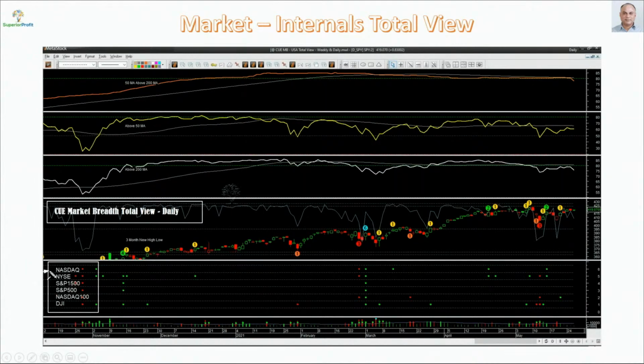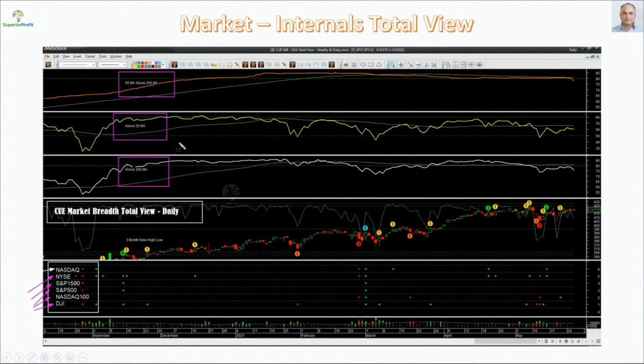We are looking at NASDAQ as a whole, NYSE as a whole, and then 4 major indices, S&P 1500, 500, NASDAQ 100, and Dow Jones. The aim is to see how the market is doing as a whole, looking at 2 exchanges, 4 major indices. What are we looking at? We are looking at some movement across major moving averages.